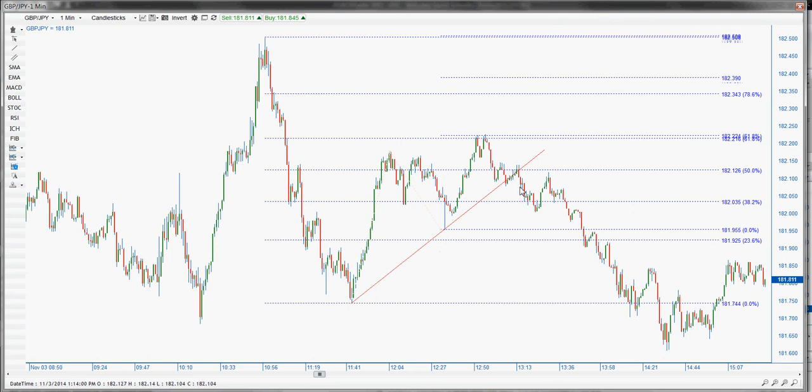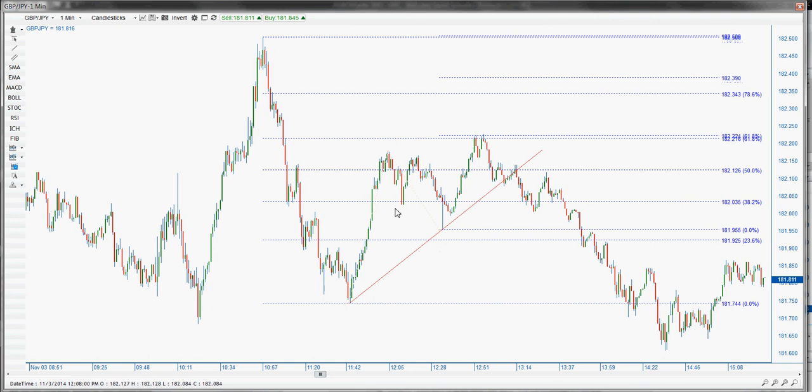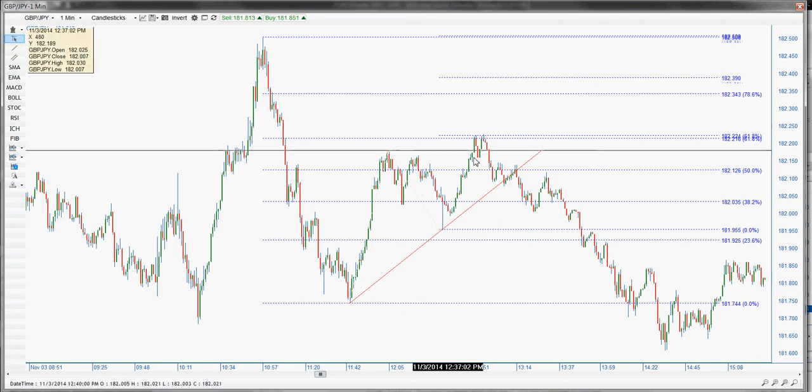So I had 3 things that led me to enter the trade. I had an impulsive decline. I had a 3-wave rally that stopped at the 61.8% retracement, and then I had a breakdown of a trend line that was once providing support. So I went ahead and entered the trade at 182.10.